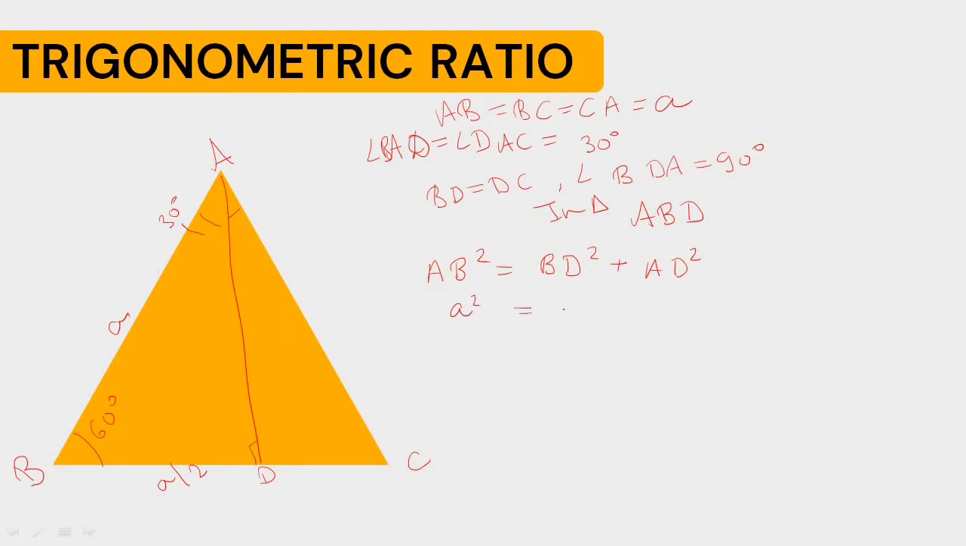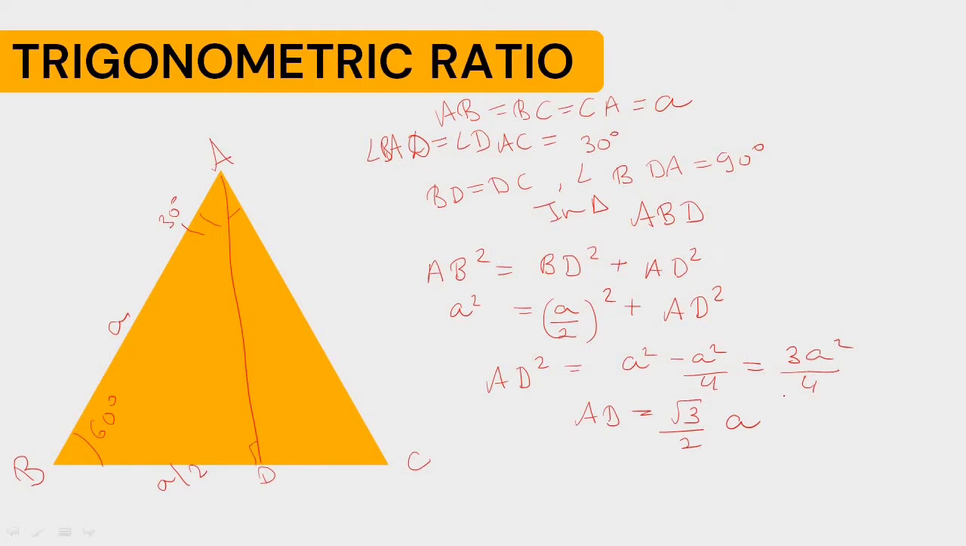What is the hypotenuse? a square. What is the base? (a upon 2) square. And what is the perpendicular? We don't know. We have to find that. So here comes AD square is equal to a square minus a square upon 4, which is equal to 3a square upon 4. So AD is equal to root 3 by 2 a.